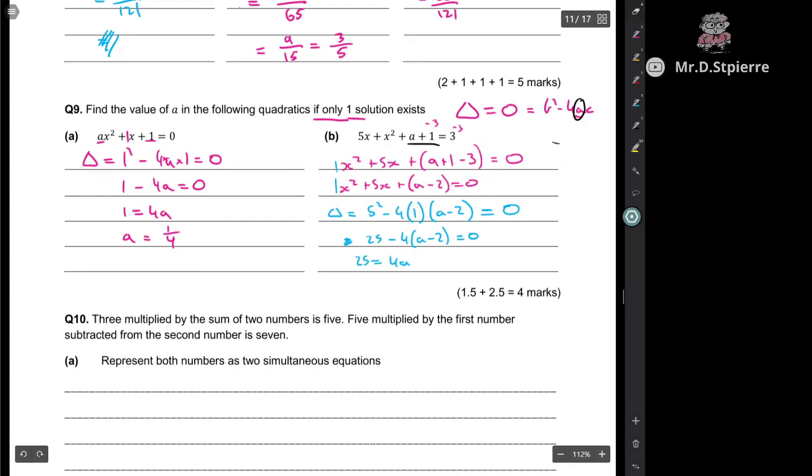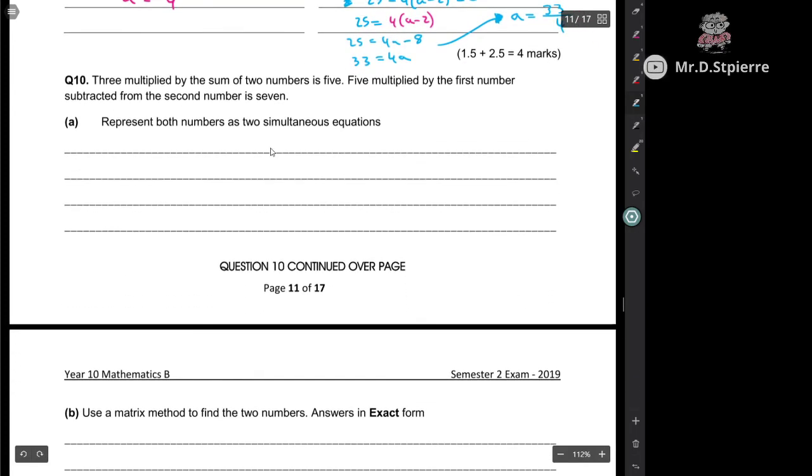I'm jumping too many steps here for you, probably. I'm taking this whole negative 4(A minus 2) to the other side, so we get 25 is equal to 4A take away 8. Add the 8, that's 33 is equal to 4A. So A is equal to 33 on 4, and that'll make sure that quadratic only has one solution.